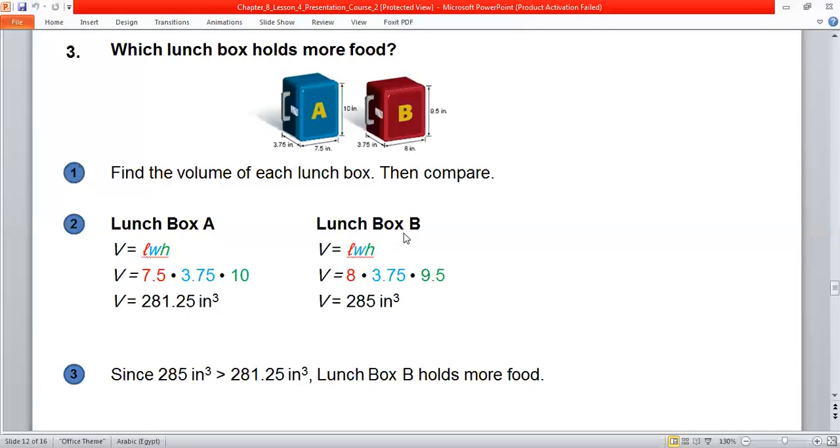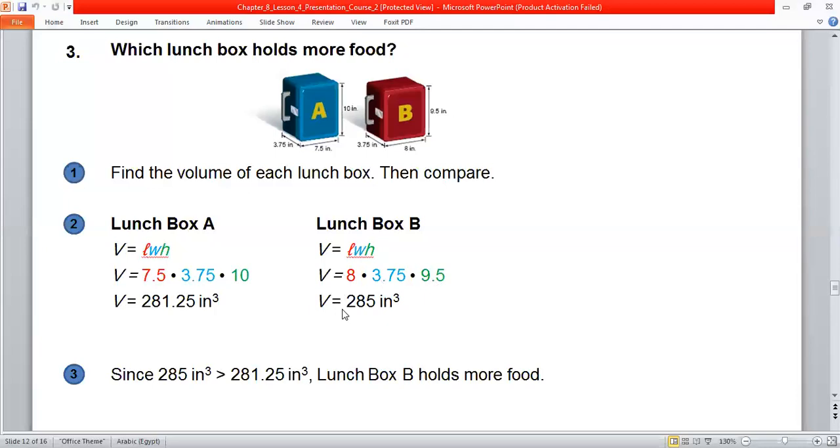If I need to go to Ahmed's lunchbox, we will multiply the three dimensions together. So I will multiply length by width by height. Length by width by height equals 8 by 3.75 by 9.5. If I multiply the three together, so 8 by 3.75 by 9.5, it equals what?